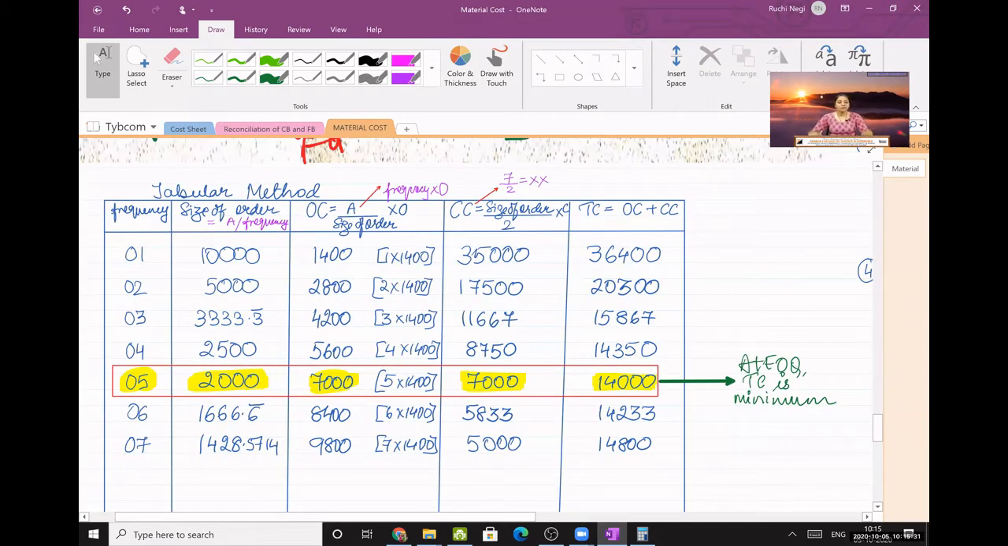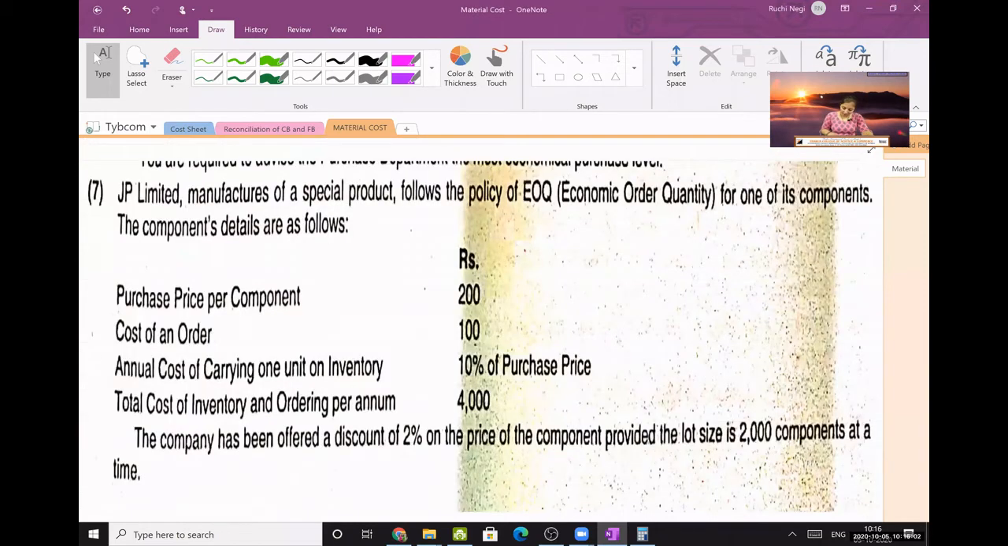So I hope you guys must have got the same value, same answers. Is it clear till here? So now I'll move on to the next question. Next question which I'm taking today is a unique one. Thoda alag hai question. Let's come to this question. Question number 7.